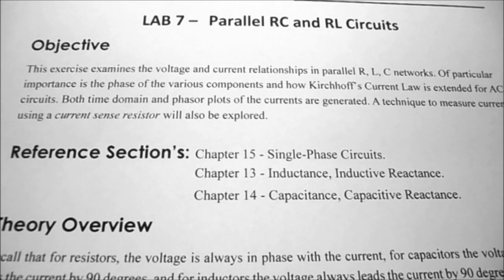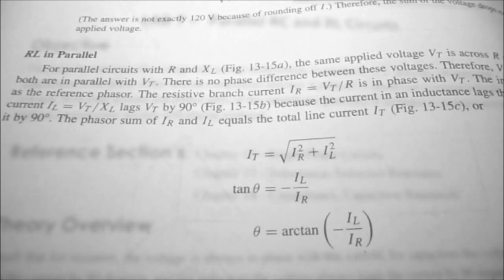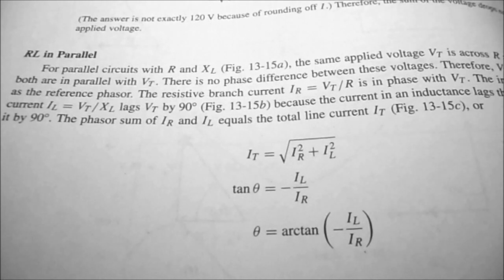The reference sections refer to Schaum's Outlines, Basic Electricity, 2nd edition. Chapter 15 is all about single-phase circuits. Chapter 13 is about inductance and inductive reactance. And Chapter 14 is about capacitance and capacitive reactance. Your textbook in Chapter 13 covers RL in parallel, and these are the formulas.